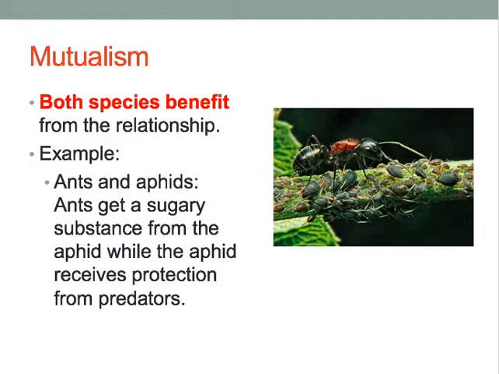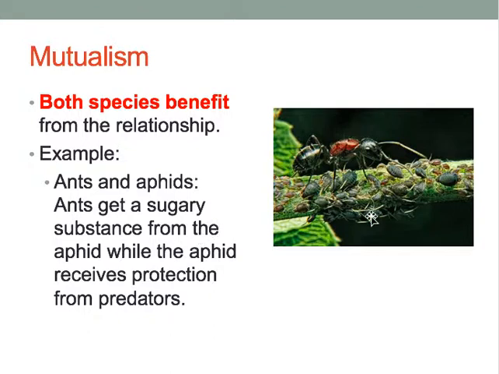So mutualism is exactly how it sounds. It's mutual. Both organisms are going to benefit from each other. So a common example that you might see for mutualism would be maybe a honeybee and a flower. So the honeybee is going to get sweet nectar from that flower, but it's also going to carry pollen on its body from the flower to other flowers in order to pollinate those flowers. So that's a mutualistic relationship. Both of the species are benefiting from that relationship.